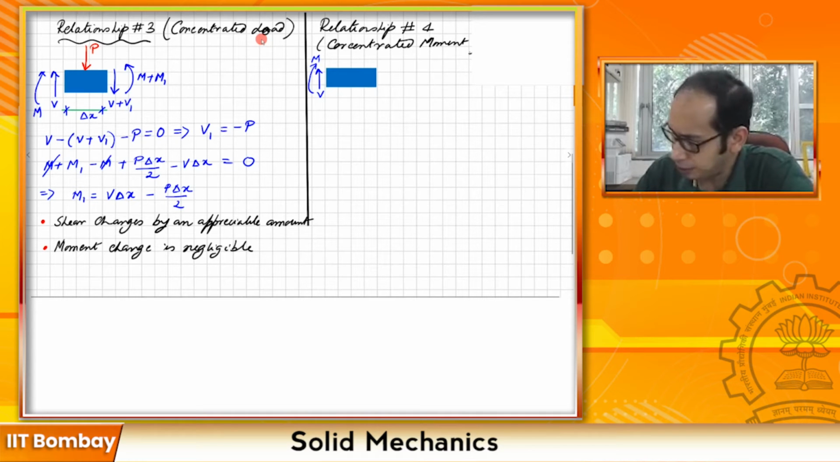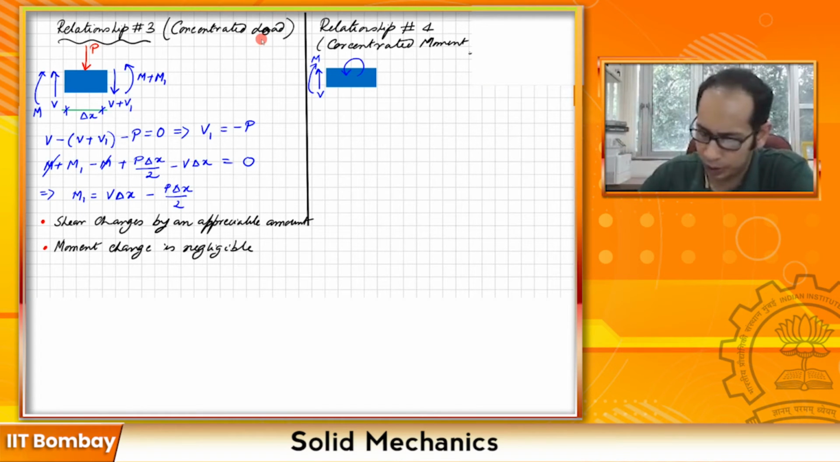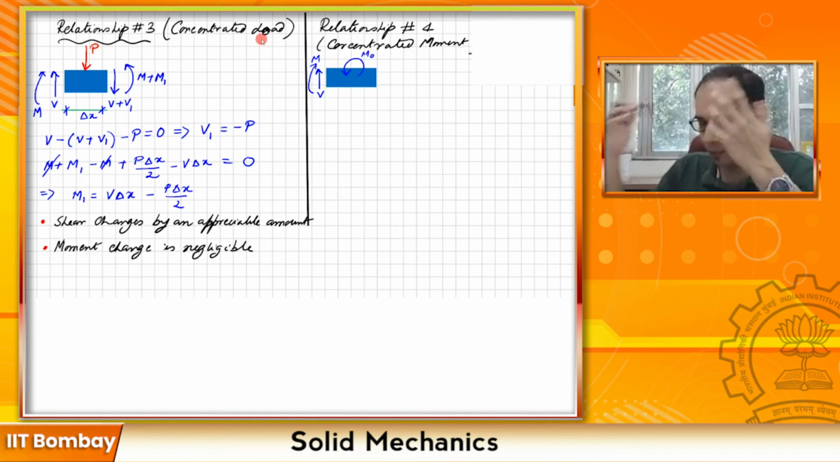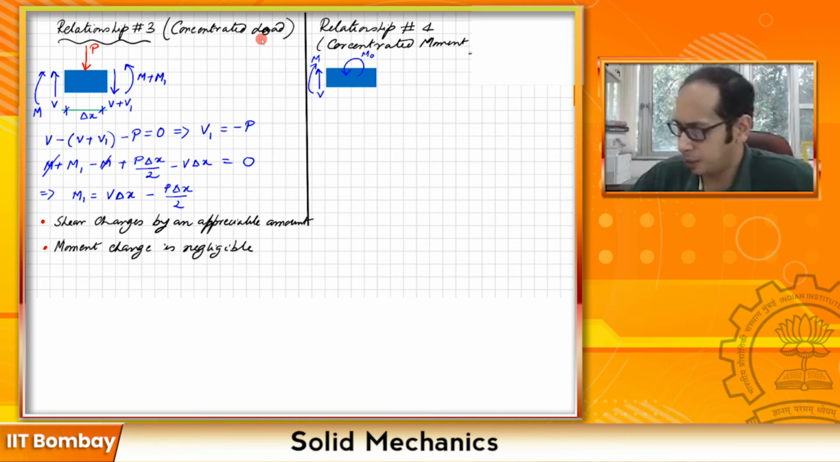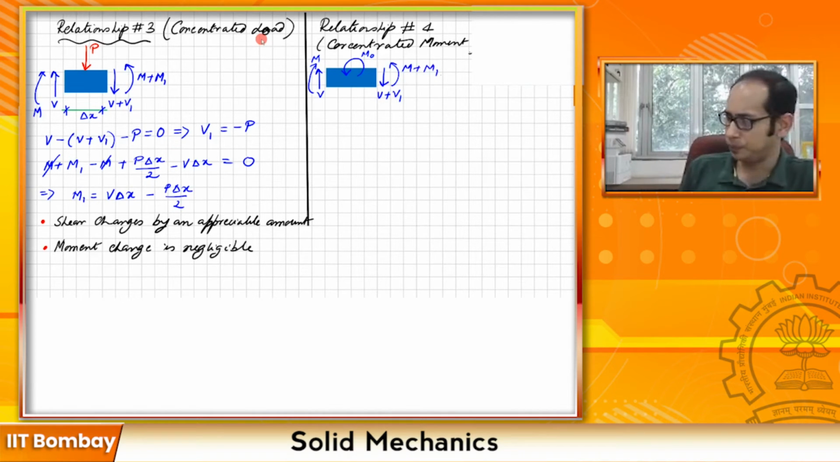We have, say, a point couple, a concentrated moment acting at that particular point, and let's say the magnitude of that one is M naught here. And since I'm going to the right, and let's say I'm expecting some appreciable change in shear and appreciable change in moment, how am I going to mark this one? I'm going to have a V plus V1 and an M plus M1 at that particular point.